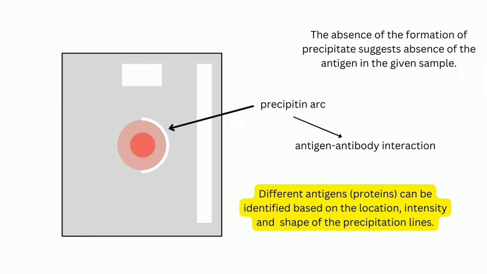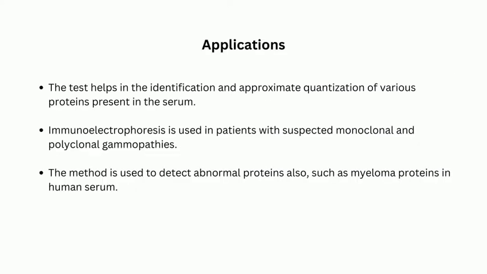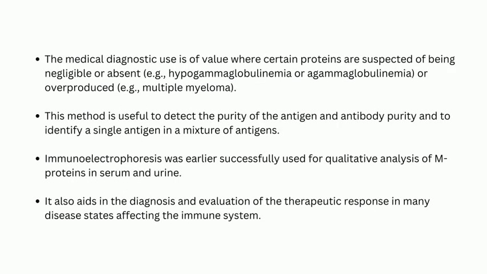The applications of this technique are as follows. The test helps in the identification and approximate quantitation of various proteins present in the serum. It is used in patients with suspected monoclonal and polyclonal gammopathies. The method is used to detect abnormal proteins also, such as myeloma protein in human serum. The medical diagnostic use is of value where certain proteins are suspected of being negligible, absent or overproduced.